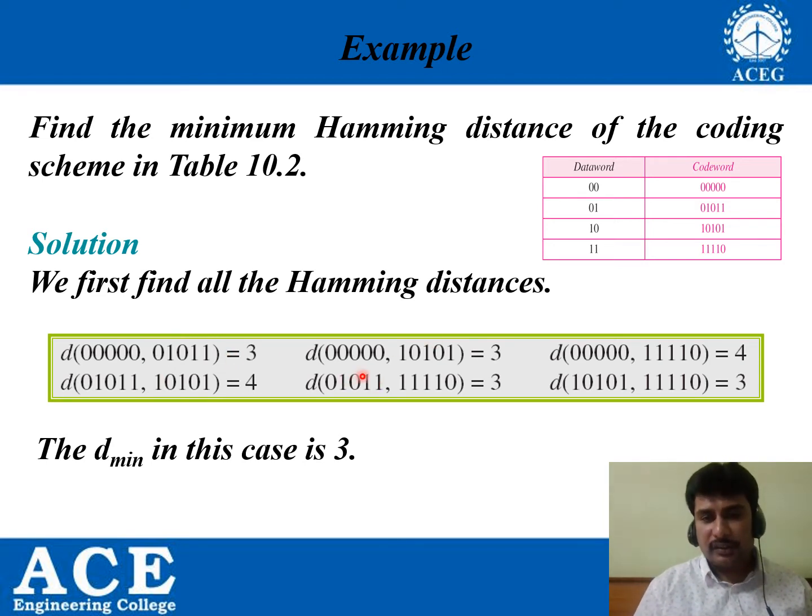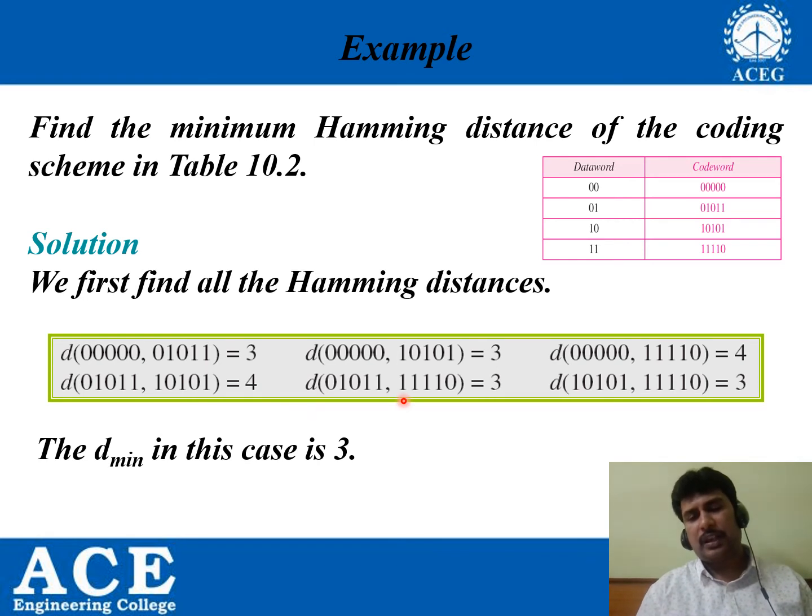Similarly 0 0 0 0 0 and 1 0 1 0 1, you have 3 different positions, first, third and fifth. Next, 0 0 0 0 0 and 1 1 1 1 0, so totally 4 bits are different. So the Hamming distance in this combination is 4. For the remaining combinations, you can find 0 1 0 1 1 and 1 0 1 0 1. 0, 1 is different, 1, 0 is different, 0, 1 is different, 1, 0 is different, and the last bit 1, 1 is the same. So out of 5, 4 bit positions are different, so the Hamming distance is 4.